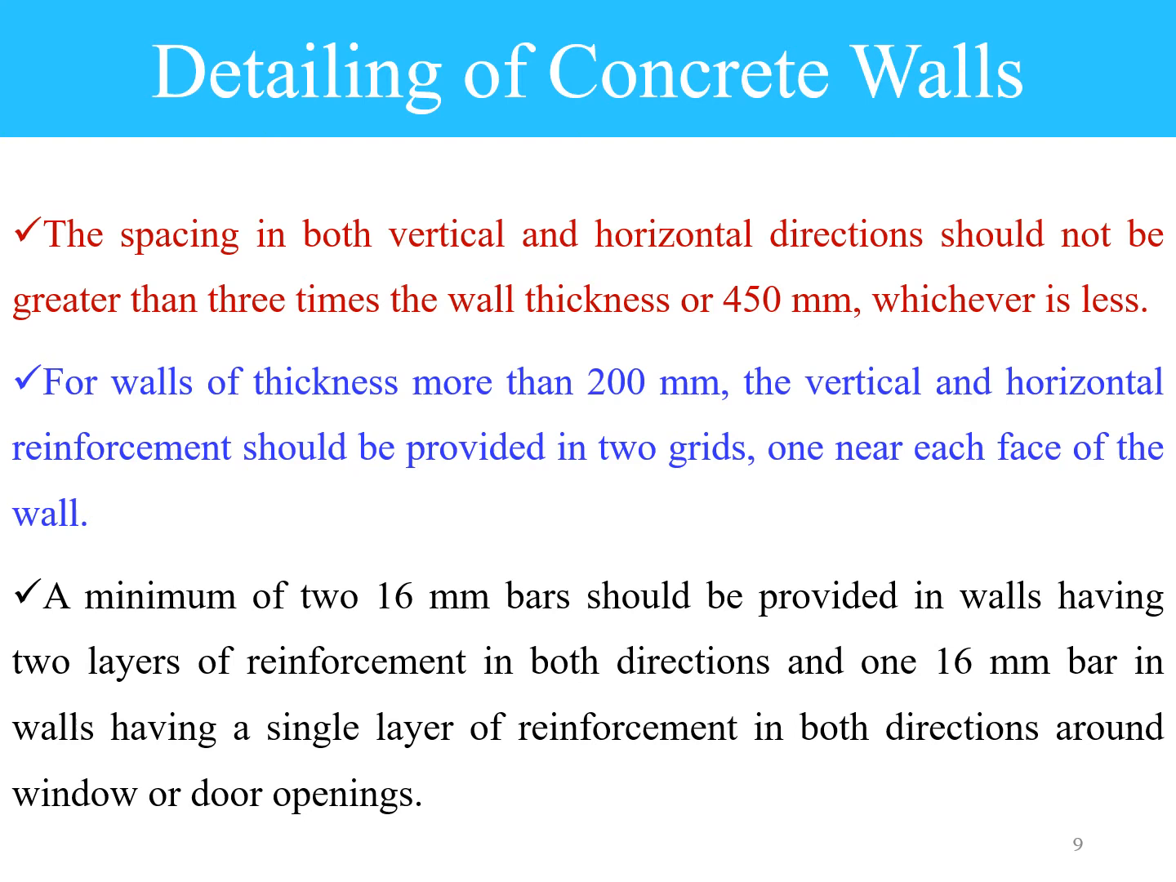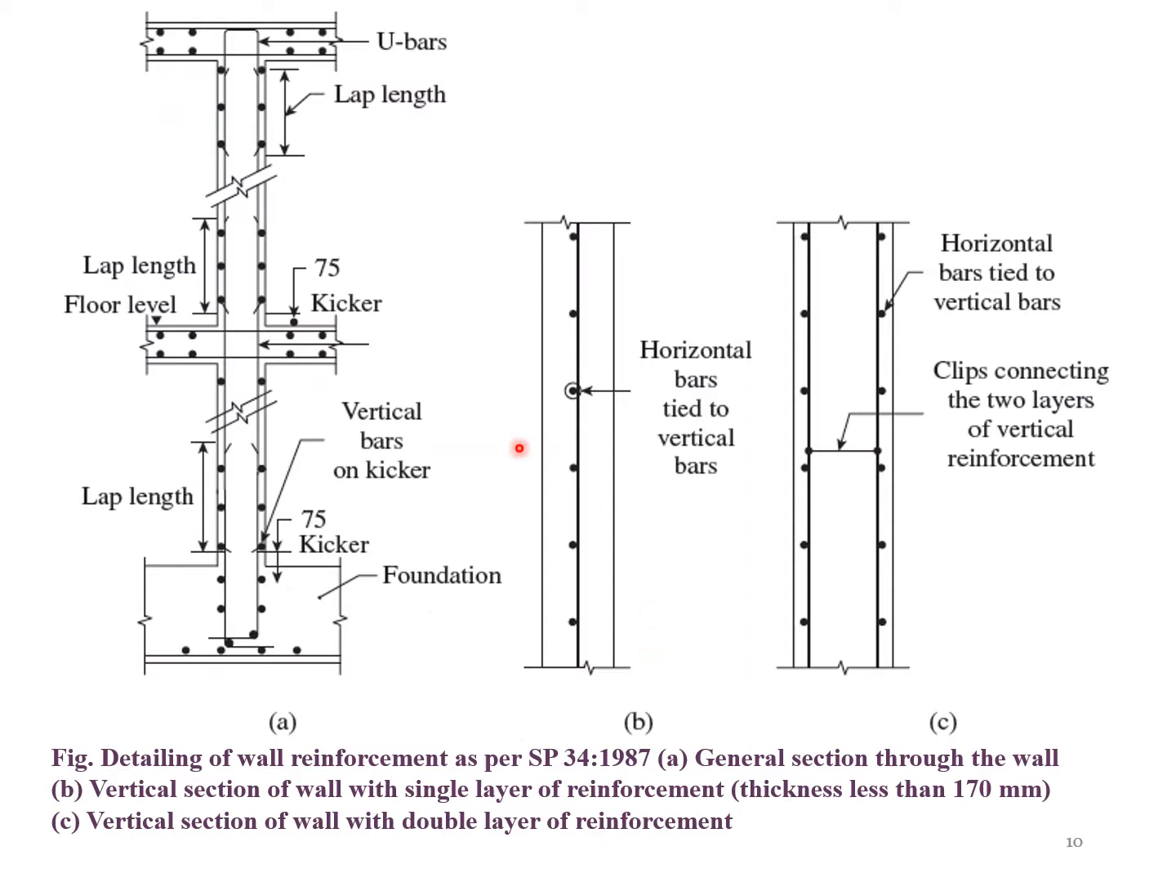A minimum of 16 mm bars should be provided in walls having 2 layers of reinforcement in both directions, and 16 mm bars in walls having a single layer of reinforcement in both directions, around the window or door opening. Whenever I have a door opening, the corners should be extra reinforced by providing a minimum of 1 number of 16 mm diameter bars. This diagram will talk about the reinforcement detailing of my walls.